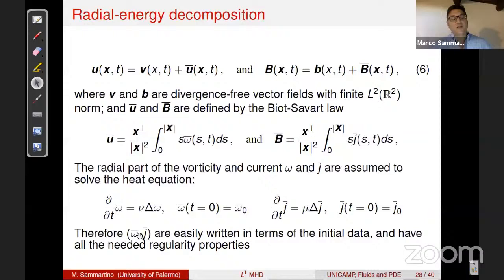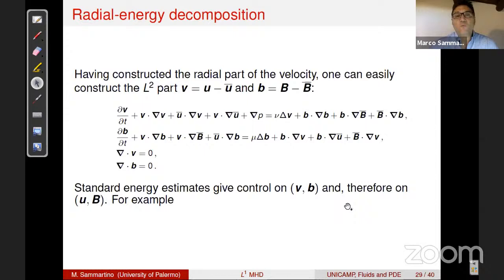So the radial part is easily written in terms of the initial data and has all the needed regularity properties, because they solve the heat equation. Once you construct the radial part, then you can easily write the L2 part. You plug it into the equation, which now becomes more complicated, but it's rather easy to give energy estimates on this L2 part. And this is the equation for the L2 part.